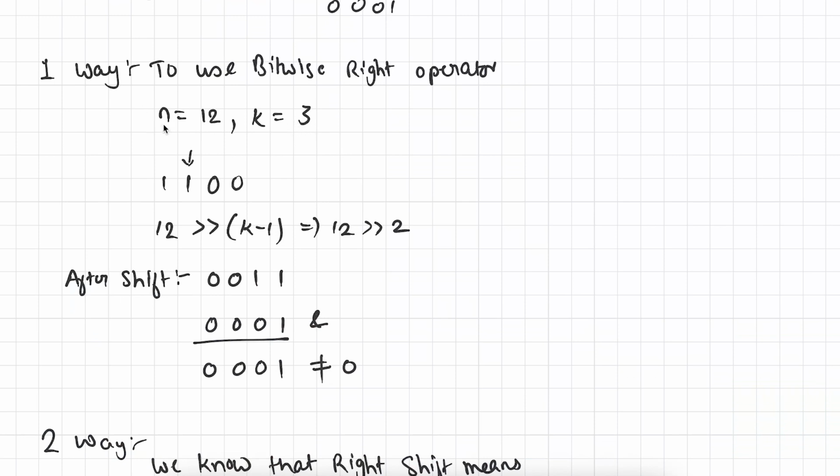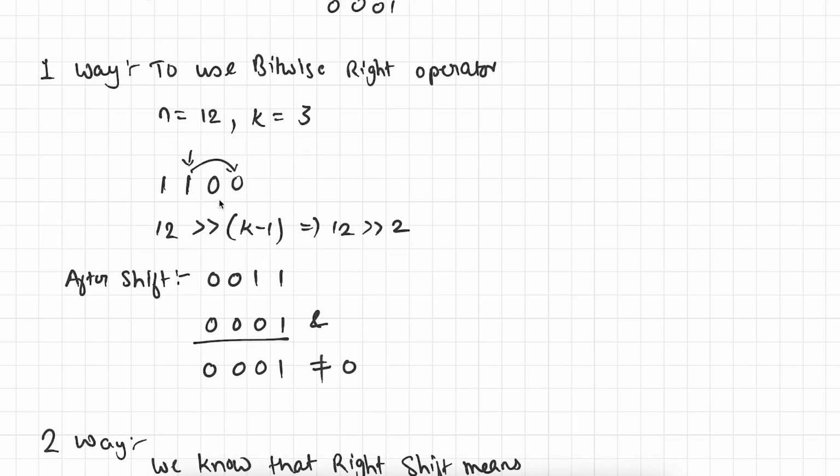So in case of n equal to 12 and k equal to 3, I want to check if the third bit of 12 is set or not. The binary representation of 12 is 1100. Now if I want to check whether the third bit is set or not, and if you want to use the previous fact, then I have to move this bit to this position.